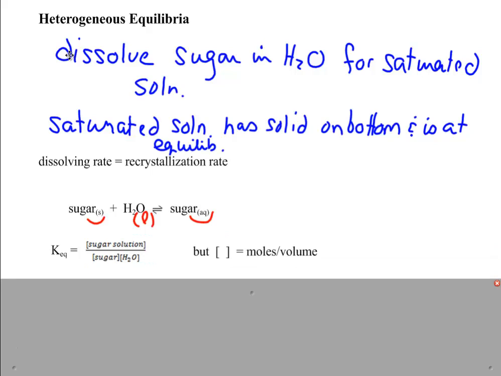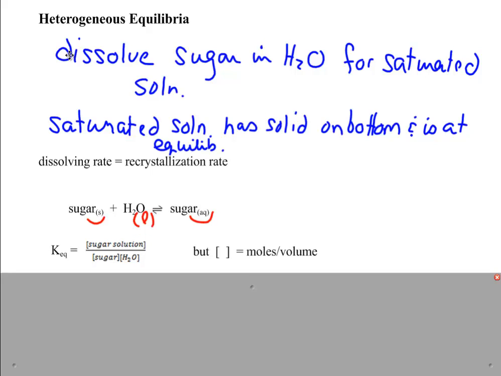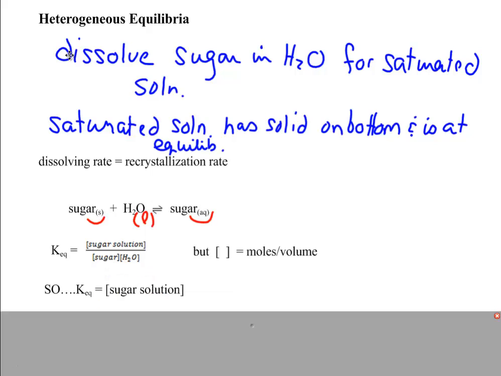Here's my equilibrium expression. The solution is in the numerator because it's a product. In the denominator, I have the concentration of solid sugar and the concentration of water. Remember the definition of concentration. It's the number of moles of solute per volume of solution. Concentration of the sugar solution is the only thing where we have a molarity. So our equilibrium expression is just that.